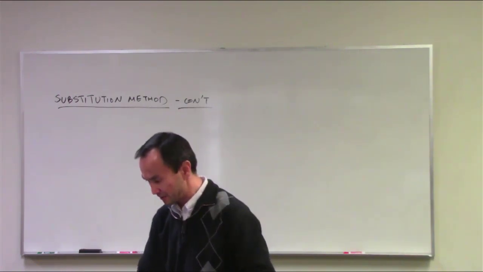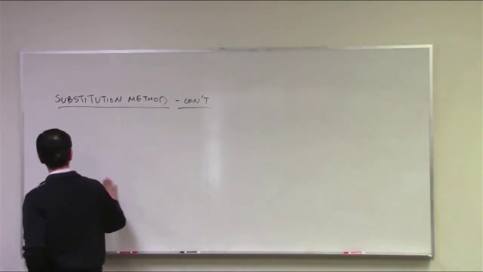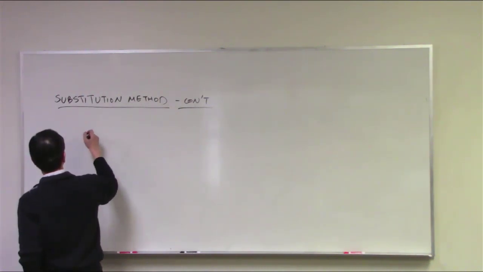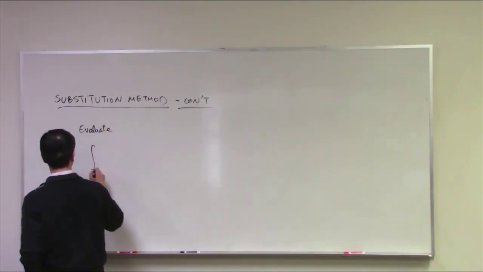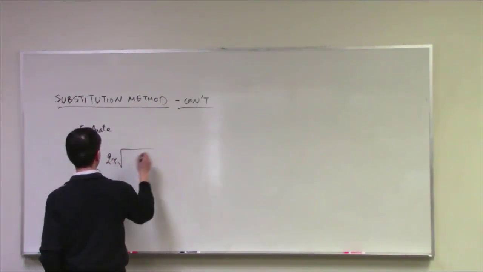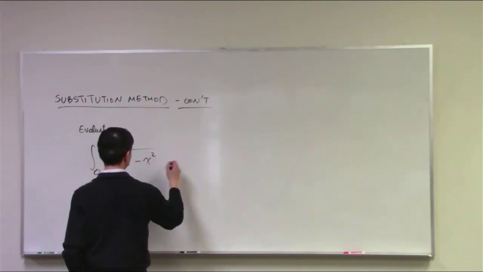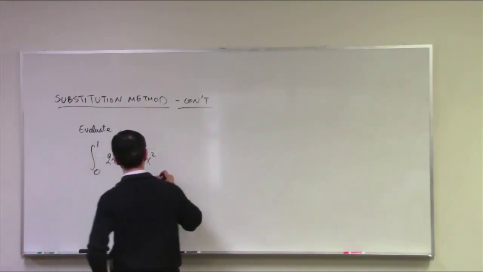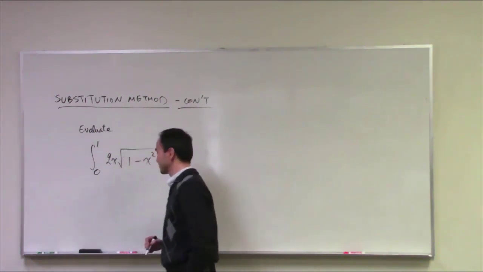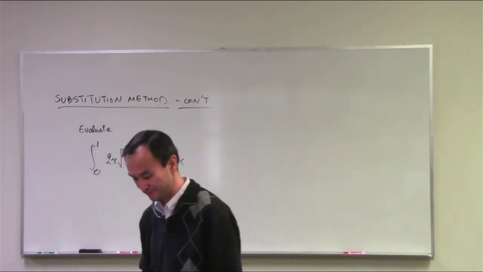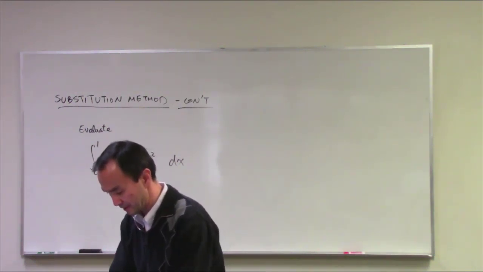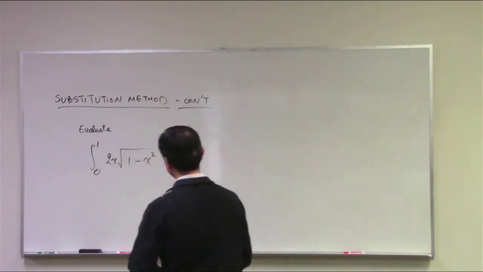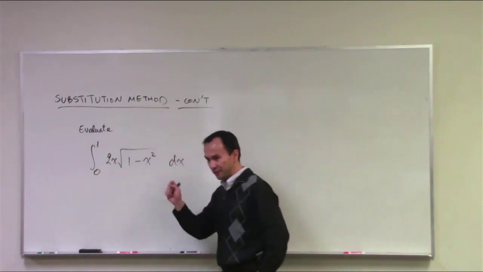Okay, so now let me bring out a problem. Just think about a problem like this. When we are asked to evaluate, calculate, from 0 to 1, we have 2x times the square root of 1 minus x squared, for example, dx. So let's look at a problem like that.